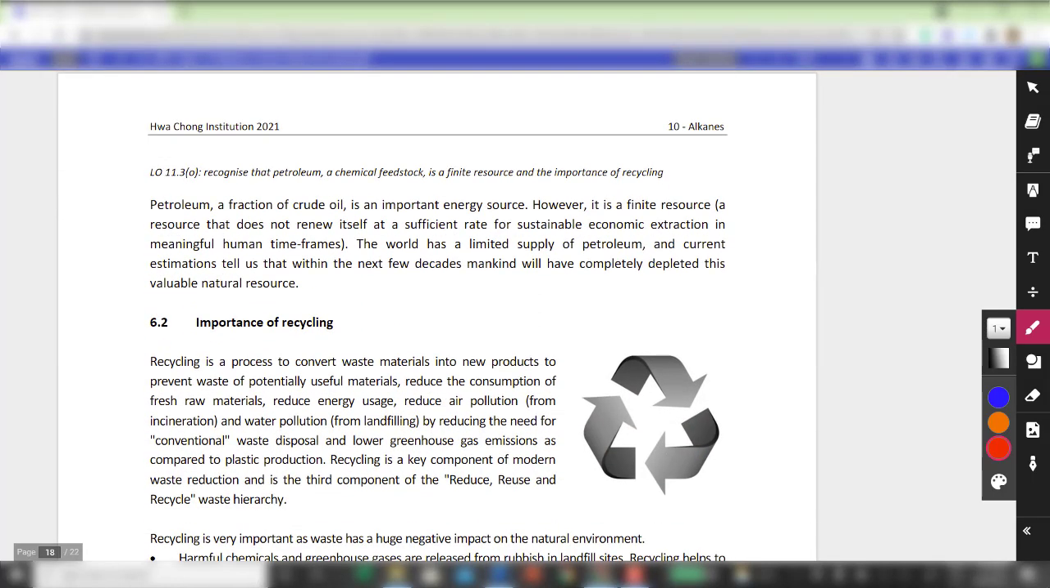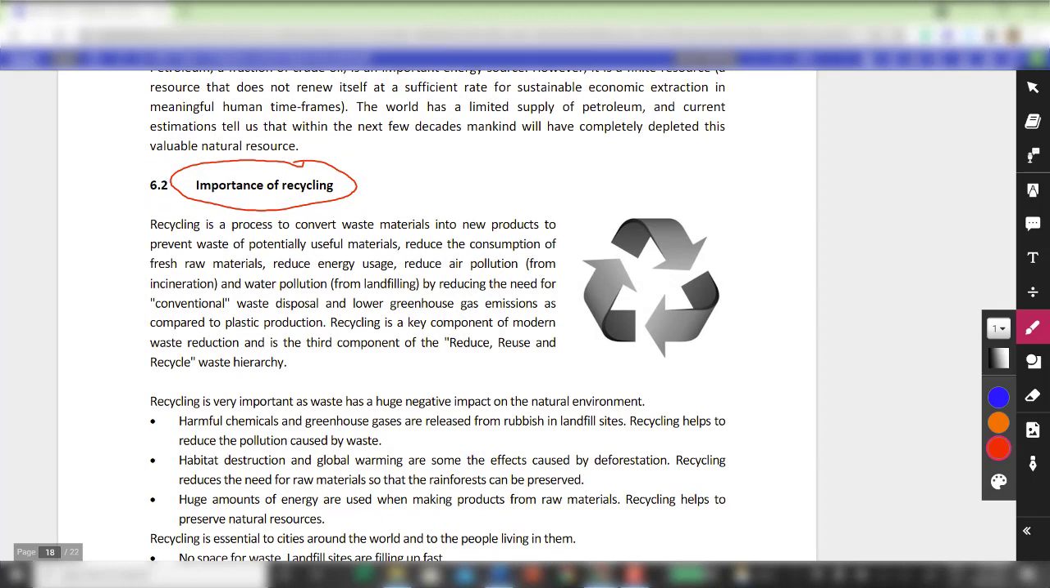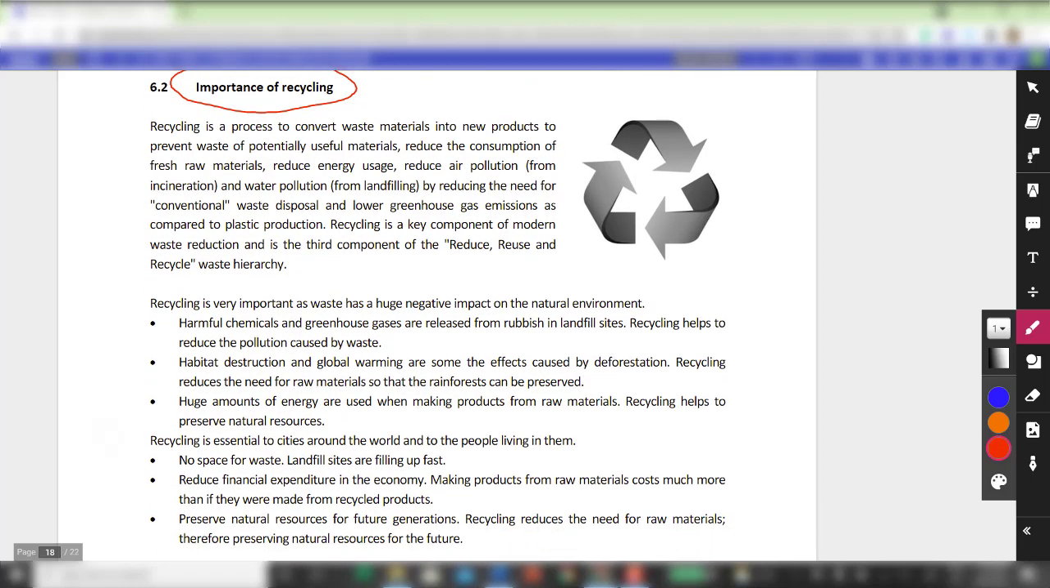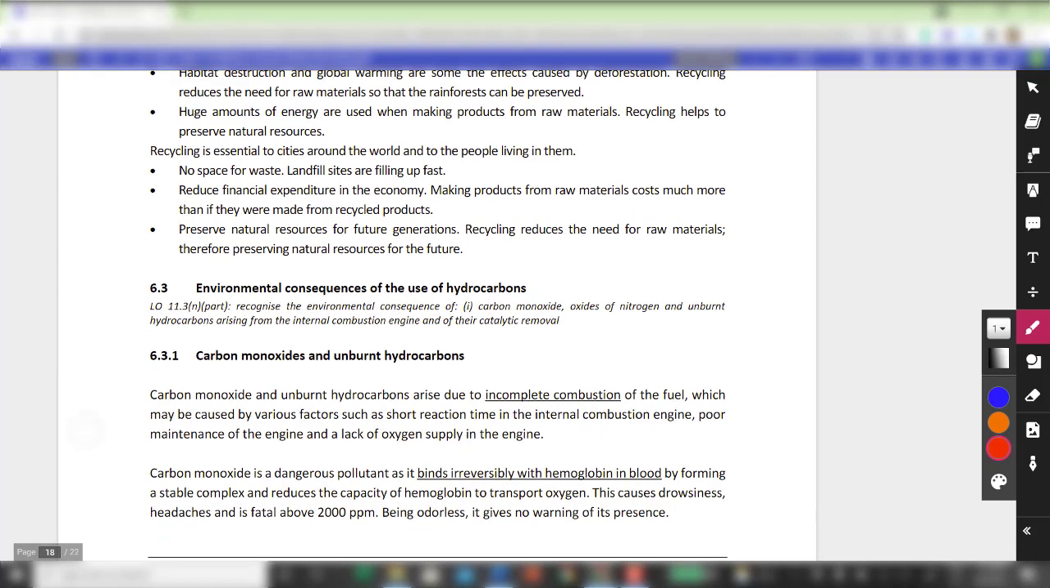There's a particular learning objective which you need to recognize: that petroleum chemical feedstock is a finite source. So basically it tells you that there is a need for you to recycle. Recycling is a very important component in our daily world now, because we have a limited amount of resources, in this case fossil fuels. So these are some of the readings you can read through. I will not go through them in detail, you can just read them.